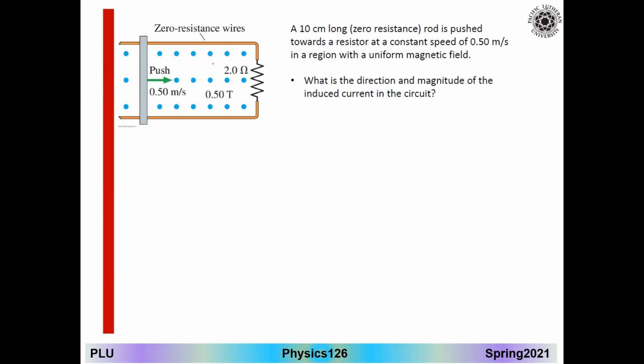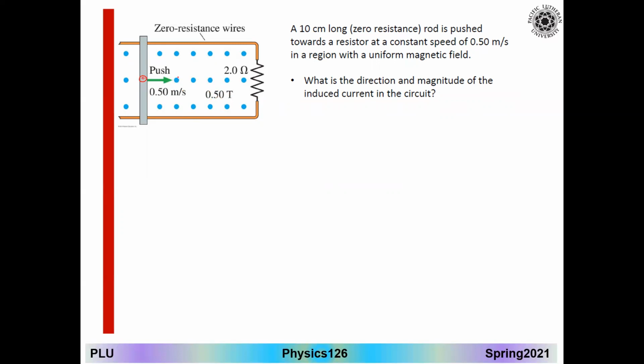We have the conductors connected with a 2 ohm resistor, located in a magnetic field pointing out of the page. And we have a rod. We push that rod with a certain velocity, 0.5 meter per second, and the magnetic field is 0.5 Tesla. And we need to find the induced current. I don't have the formula for the induced current yet. For this case, I can just use my right hand, as in the previous example, to identify the direction of the induced current.